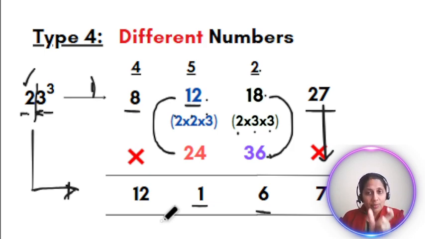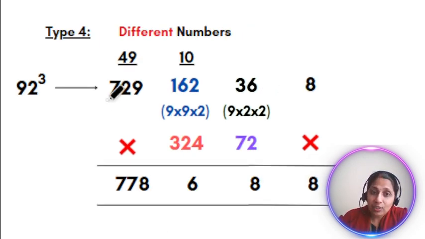Only thing, for the middle two parts, you have to write the first number square times the second number and second number square times the first number. I hope you are getting it. So to understand it better, let's see one more problem, which is 92 cube.